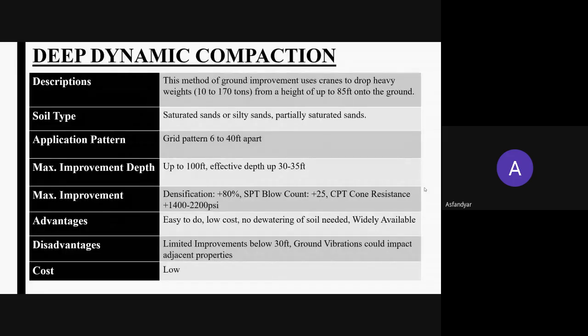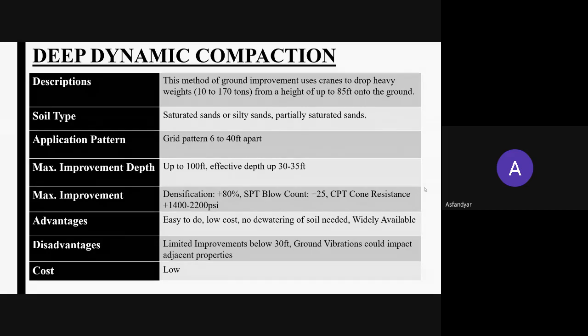Starting with the first technique used for ground improvement, the deep dynamic compaction. In this method, a crane is used to drop heavy weights ranging from 10 to 170 tons from a varying height onto the ground. The height may be up to 85 feet. Because of this, we can also call it heavy tamping. It can be used for silty, fully and partially saturated sands.